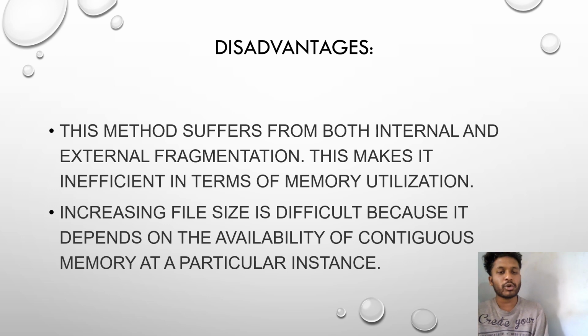Disadvantages of contiguous allocation. This method suffers from both internal and external fragmentation. Increasing file size is difficult because the availability depends on the contiguous memory at a particular instance.